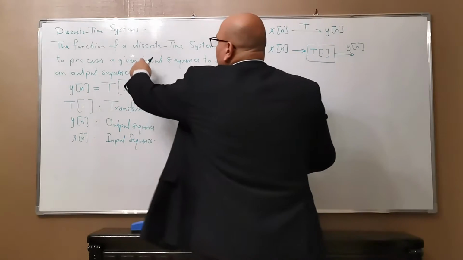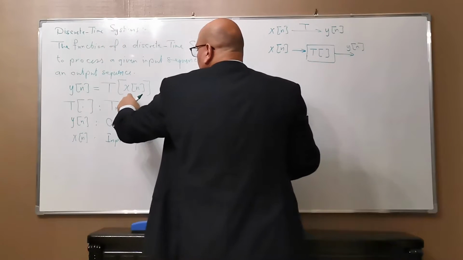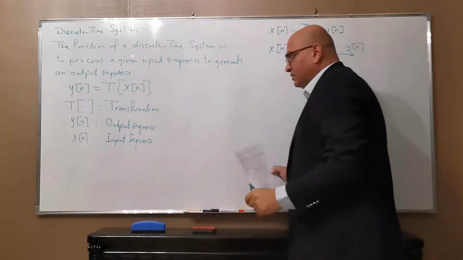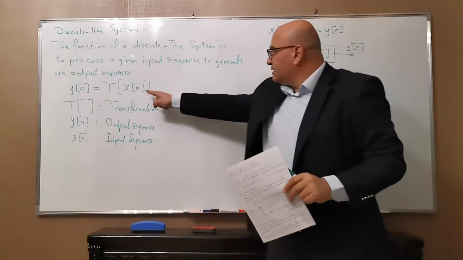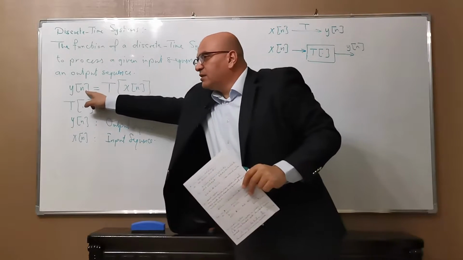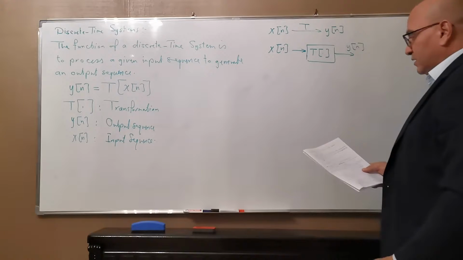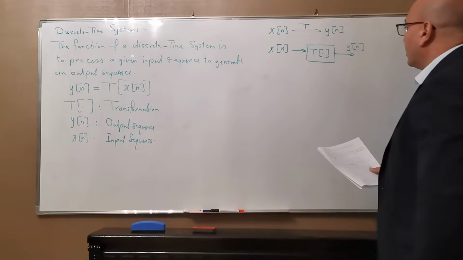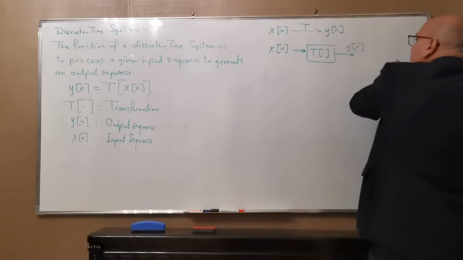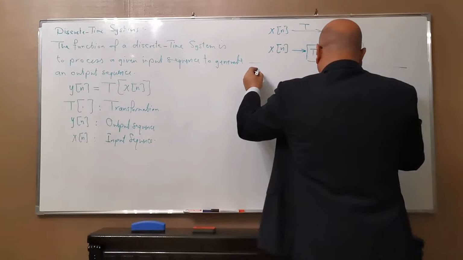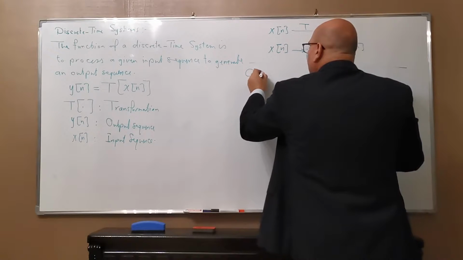Notice that when we say discrete time system, we mean that the output is a sequence and the input is a sequence. So it's discrete time sequence input, discrete time sequence output. This is what represents a discrete time system. Let's go directly to the classifications of discrete time systems.